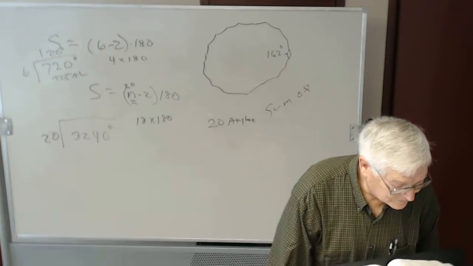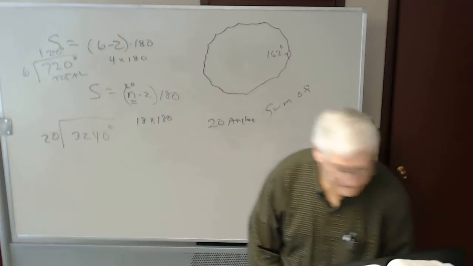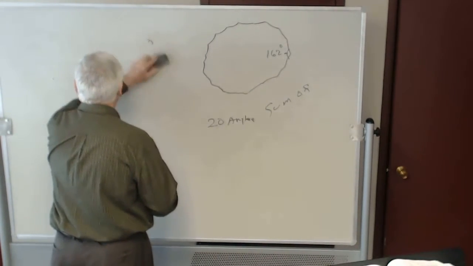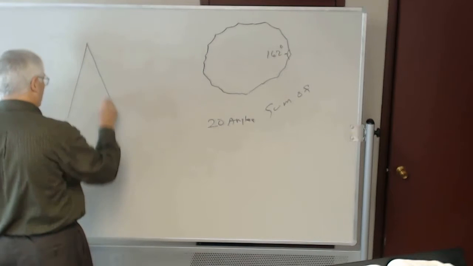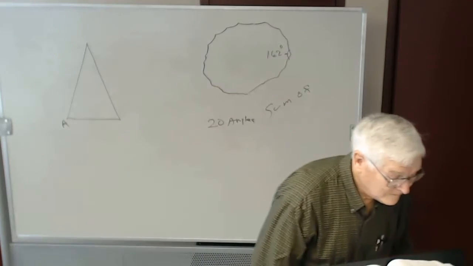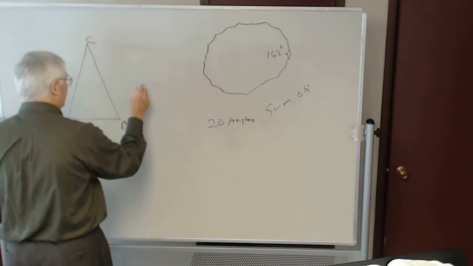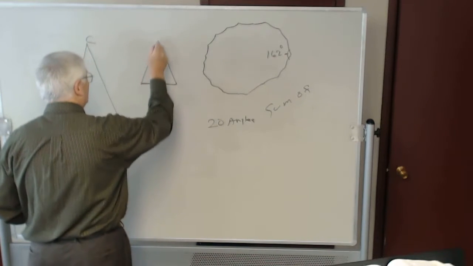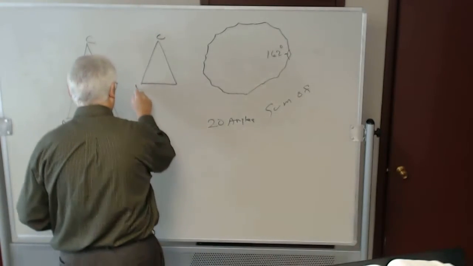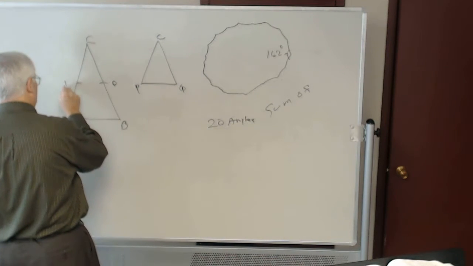Okay, we've got to draw the picture again. Part A, I drew really horribly. A, B, C, the big one. And then the little one, which is C, P, and Q. P and Q right here.